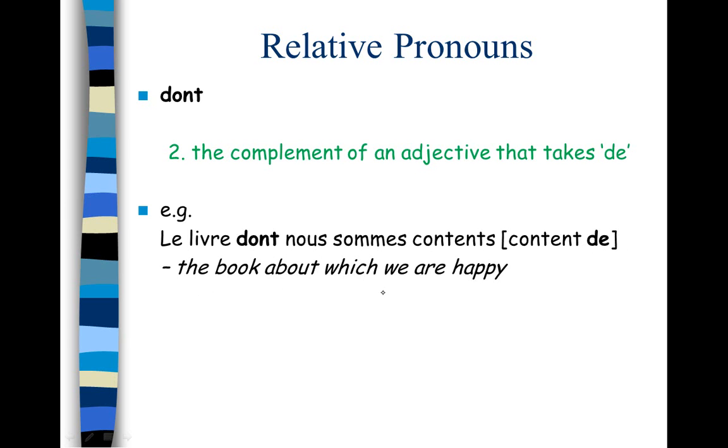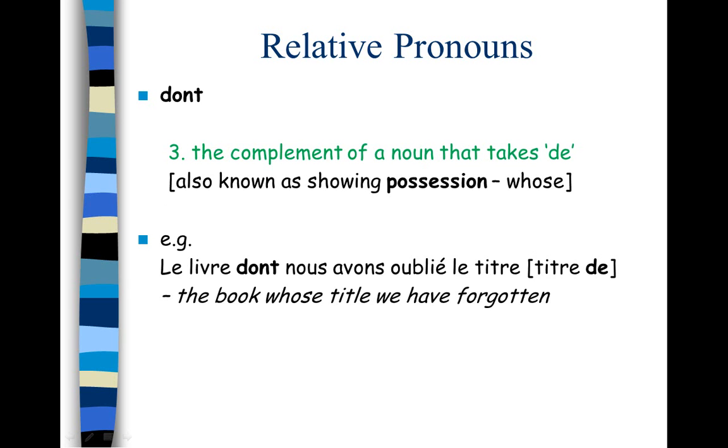The book about which we are happy. And this is an instance in which we have a preposition in English as well, so it makes the point more clearly, about which we are happy. Strictly speaking, we really shouldn't say which we're happy about. Yeah? This is much more elegant, about which we're happy. I know things change in language, but this is how we need to say it in French, about which we're happy. And thirdly, the complement of a noun that takes de.